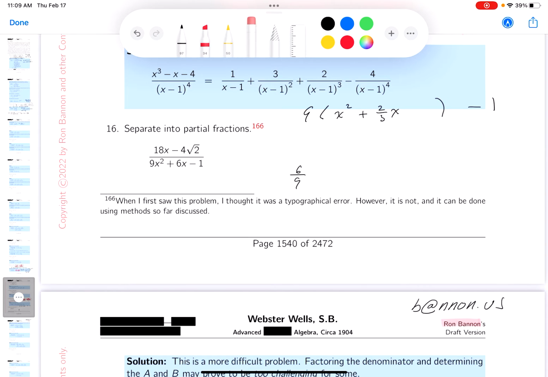All right? Let me get my eraser out. Again, I'm going to erase this. I don't need that anymore. And I'll erase this over here. I want to see if that's true, though. You get 9x squared, you get 6x minus 1. You get the bottom. Now I'm going to complete the square.